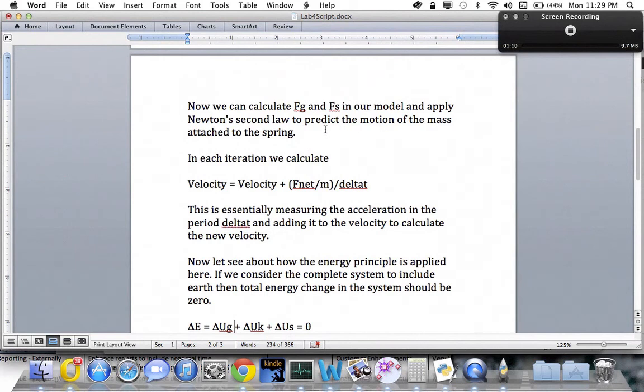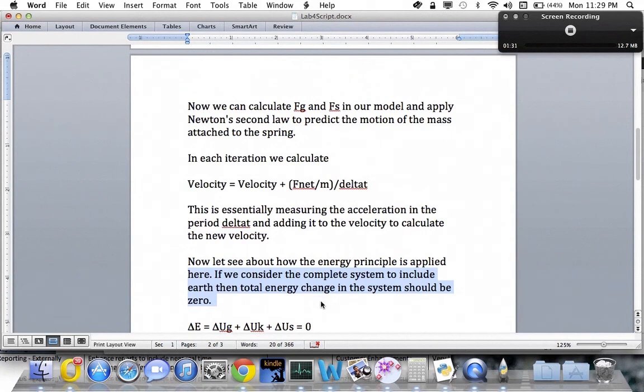We can now calculate Fg and Fs in our models and apply Newton's second law. This is essential for measuring the acceleration in the period delta t and adding it to the velocity to calculate the new velocity. Now, let us see how the energy principles apply here.